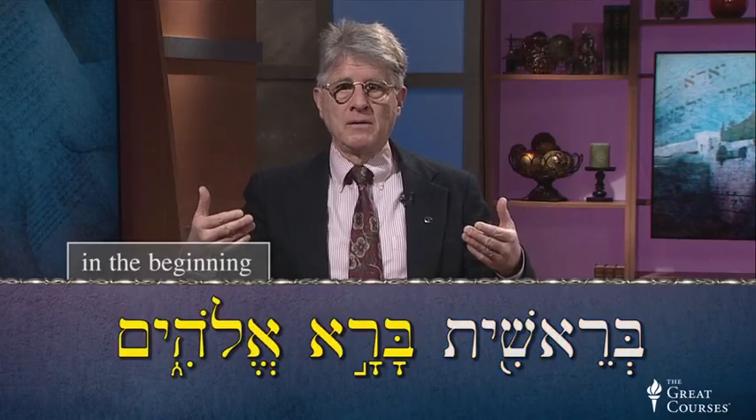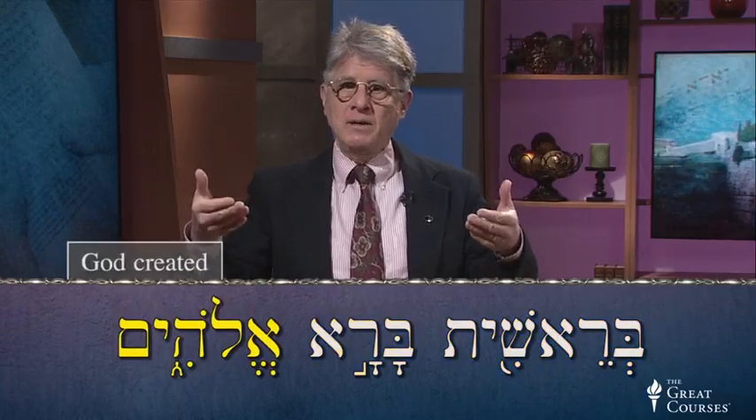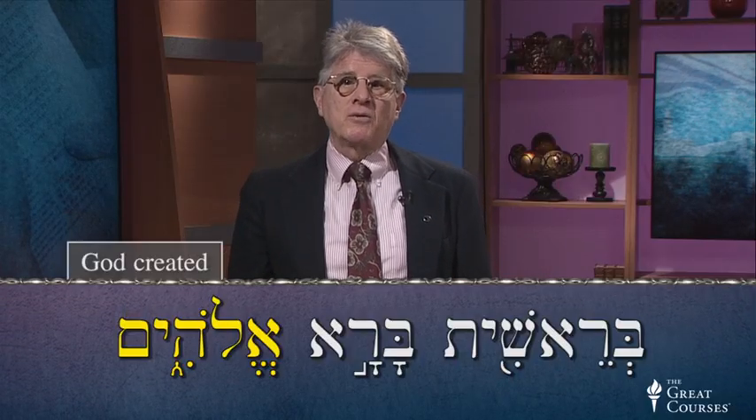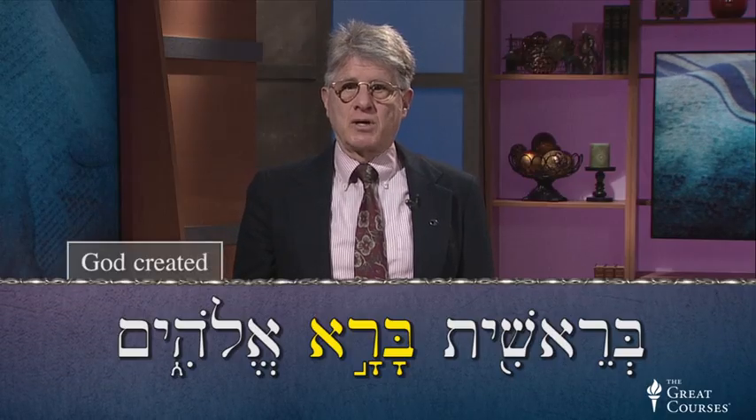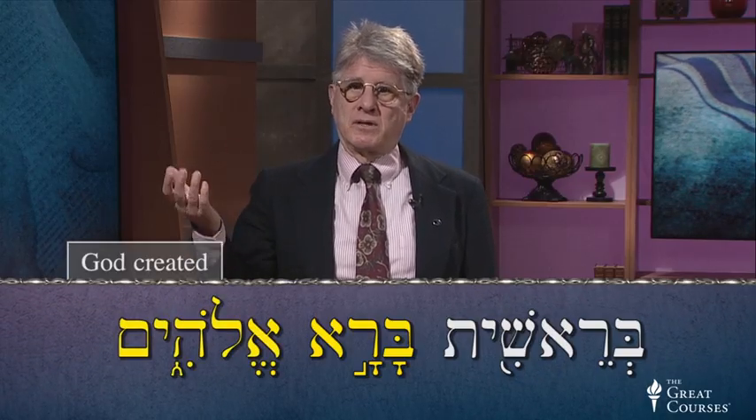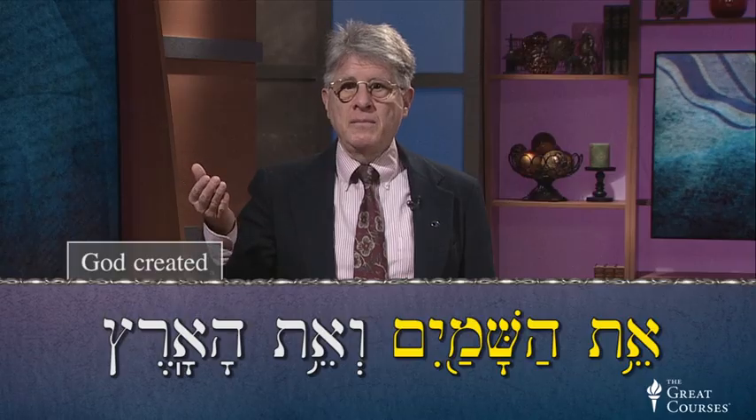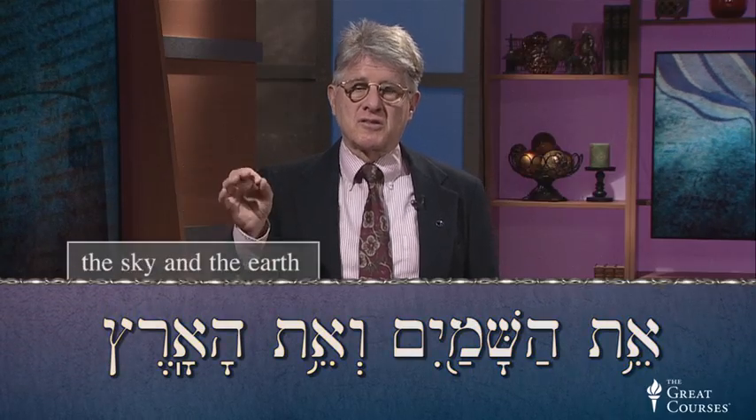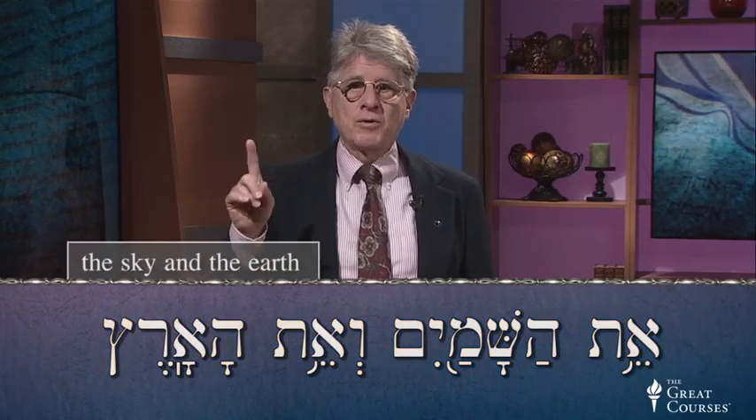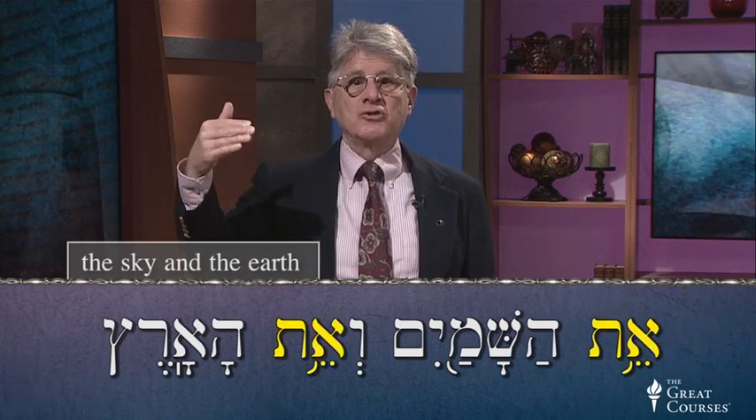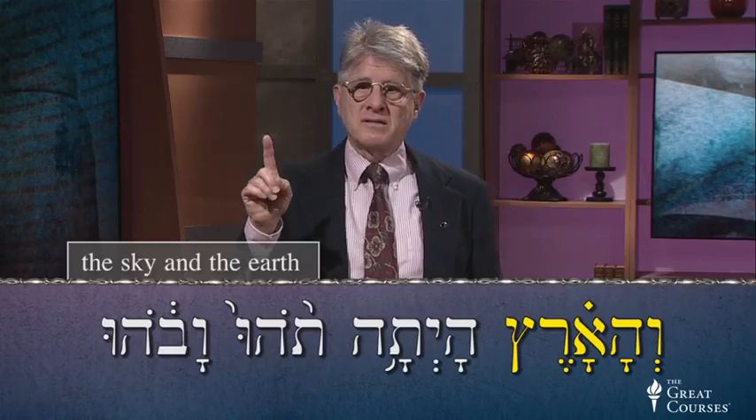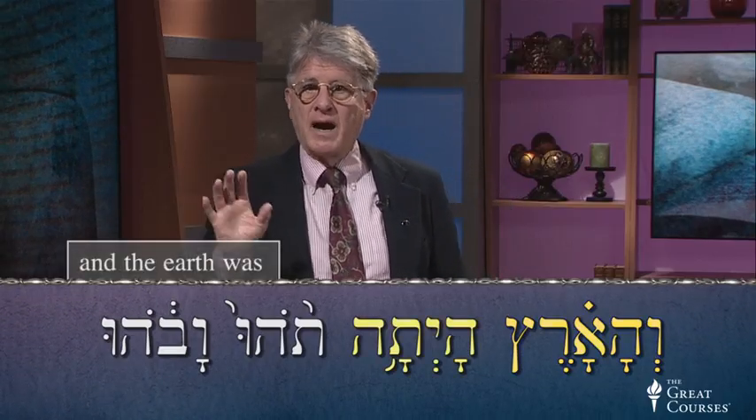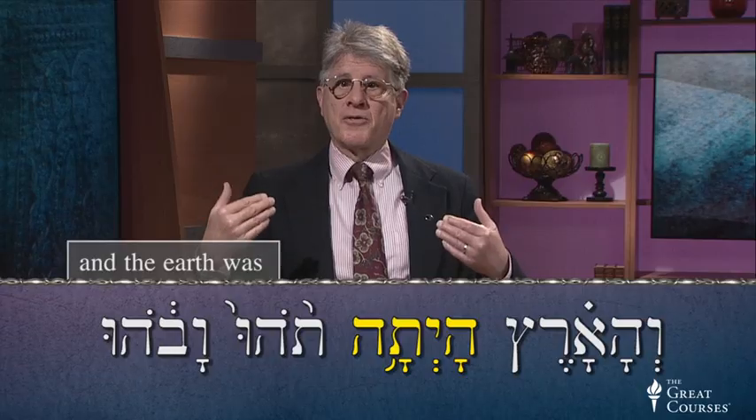Bara Elohim, God created. God is Elohim. As you remember, it's very common in biblical Hebrew for the verb, in this case, bara, to precede the subject. God created. And what did he create? Et hashamayim ve'et haaretz, the sky and the earth, both marked by et as definite, direct objects of the verb. Ve'haaretz, and the earth, haita, was, third feminine singular, tohu vavohu.